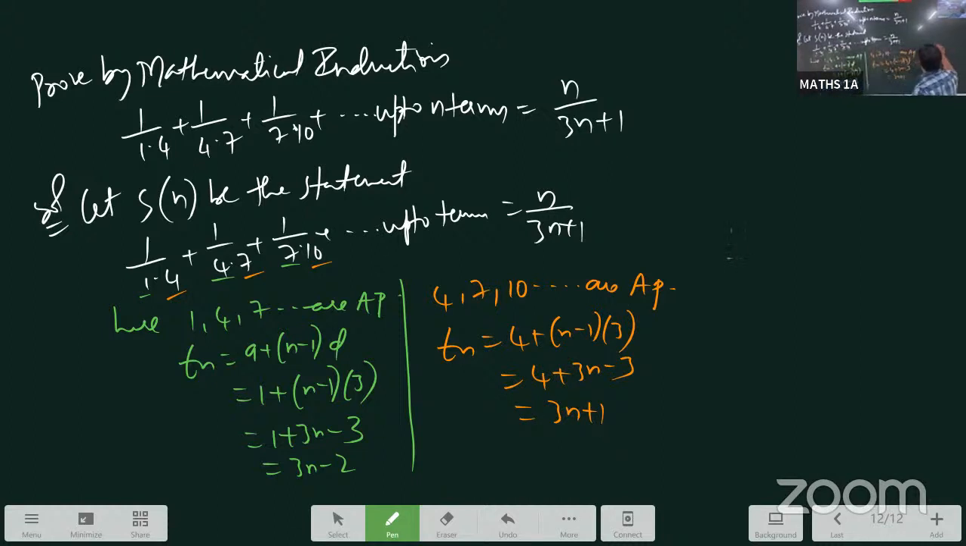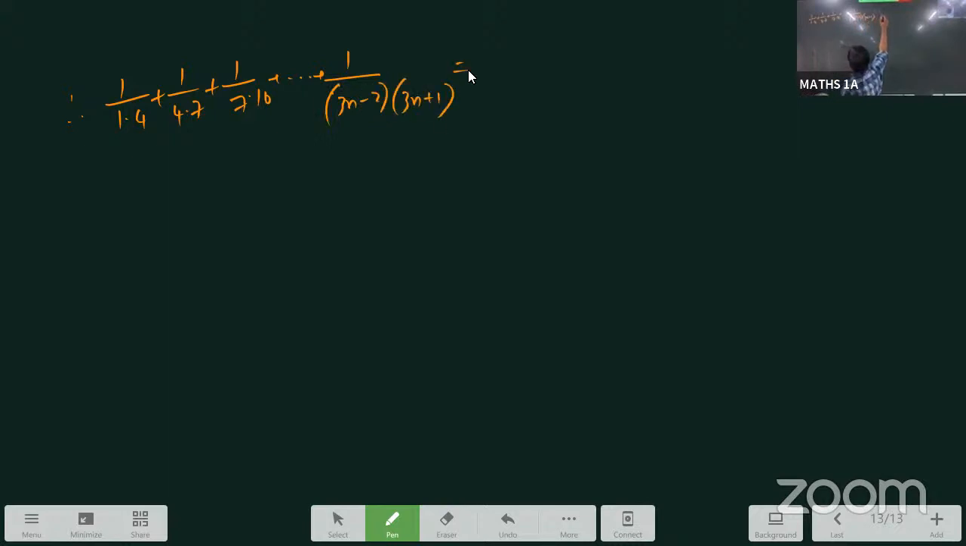Now therefore your nth term is what? Your nth term is 1 by 3n minus 2 into 3n plus 1, correct? Now this is your nth term. Now write down once again the statement. Therefore, 1 by 1 into 4 plus 1 by 4 into 7 plus 1 by 7 into 10 plus so on plus 1 by 3n minus 2 into 3n plus 1 is equal to n by 3n plus 1. This is your statement.